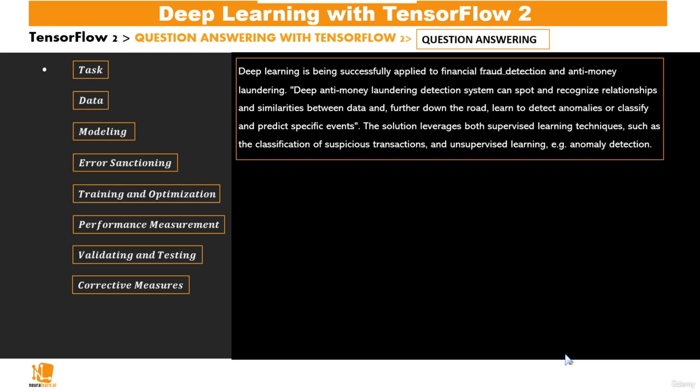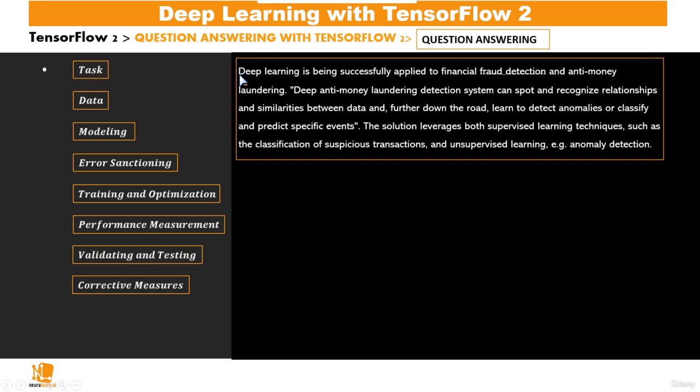Welcome to this section on question answering with TensorFlow 2. Our task involves making use of an input text like this kind of text and answering questions. Now, what we're trying to say is we are going to train the machine to do reading comprehension automatically.